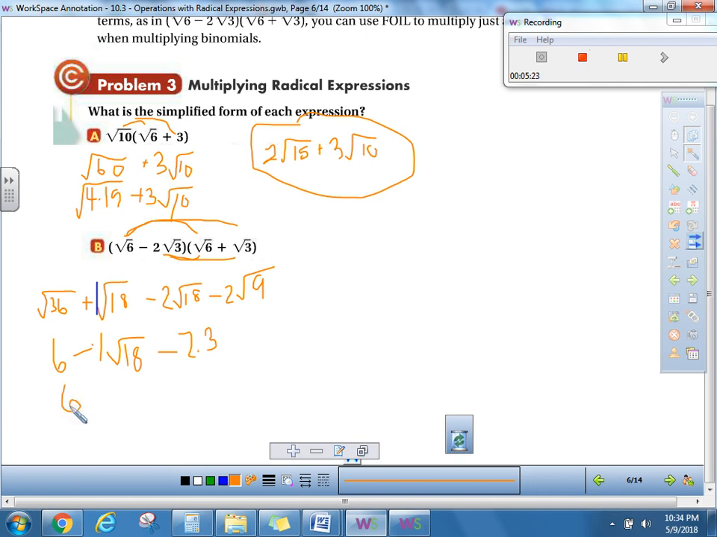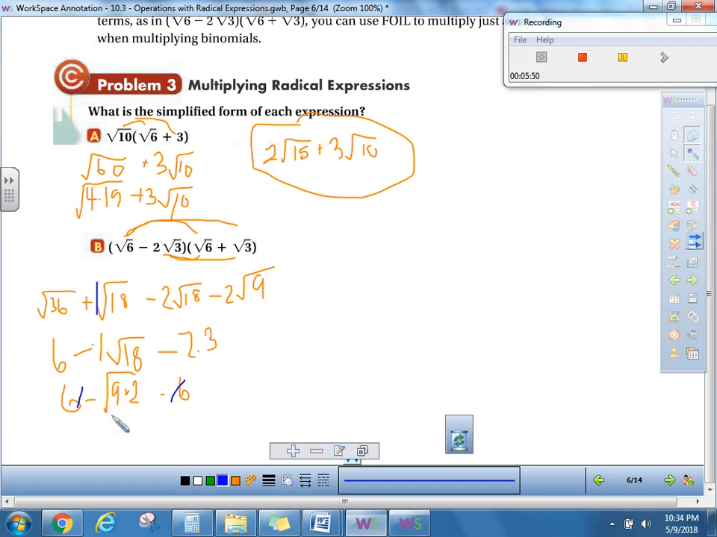So 6 minus, alright, the square root of 18, we don't need this 1 there if we don't want to write it. The square root of 18, I definitely see a perfect square in 18 with 9 times 2. 9 is a perfect square. Minus 2 times 3 is 6. So what we're going to do now is combine like terms, and 6 minus 6 just gives me 0.